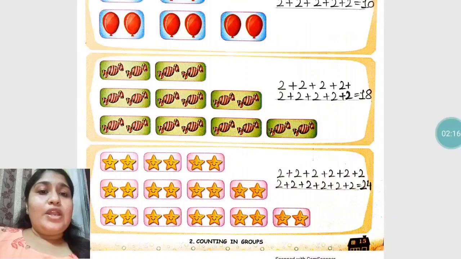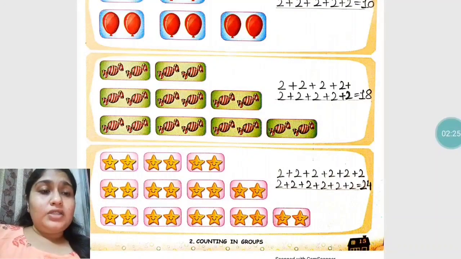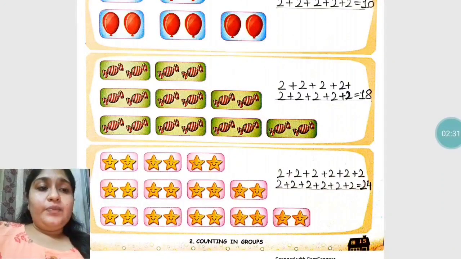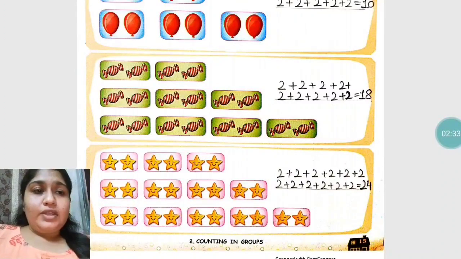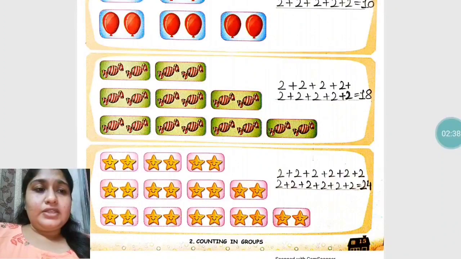So students, when you add this 2 12 times, you have to write it down. That means you have to write down this 2 12 times. That means 2 plus 2, like this way, you have to write down till 12. Okay, so 2 plus 2 plus 2 plus 2 plus 2. In this way, when you add 2 12 times, the answer is 24.